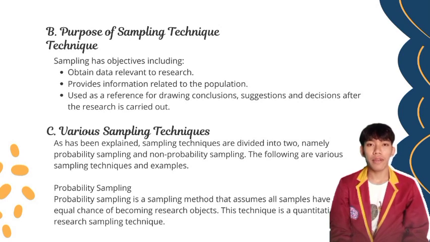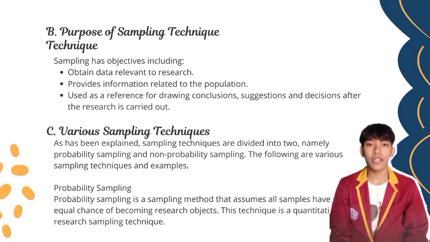B. Purpose of sampling technique. The sampling technique has objectives including: obtain data relevant to the research, provide information related to the population, and use it as a reference for drawing conclusions, suggestions, and decisions after the research is carried out.